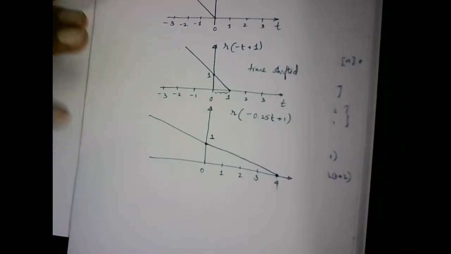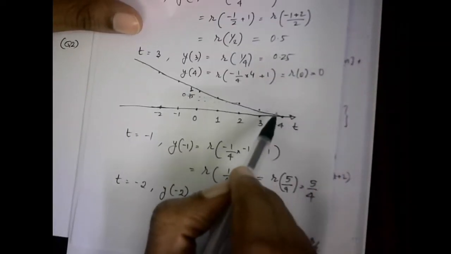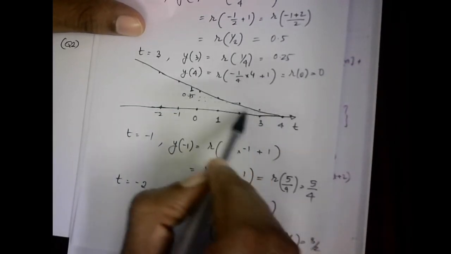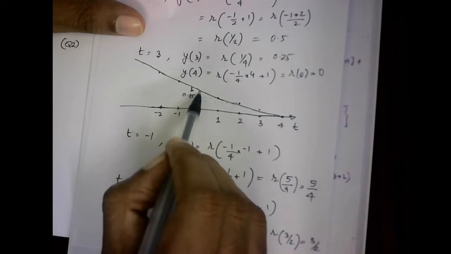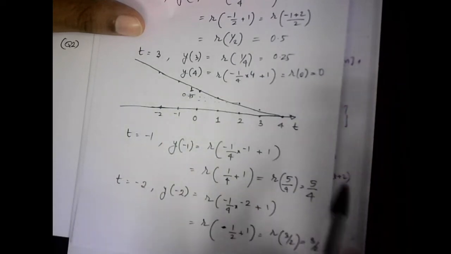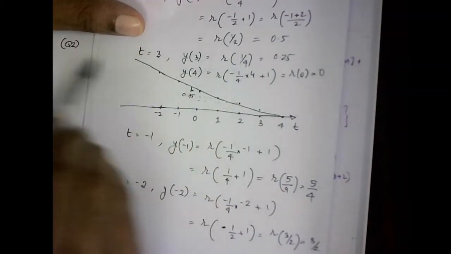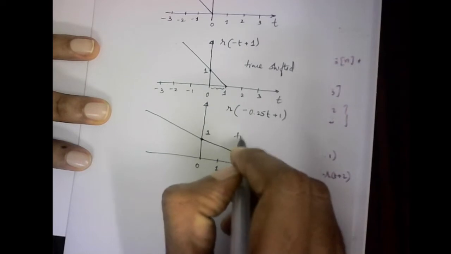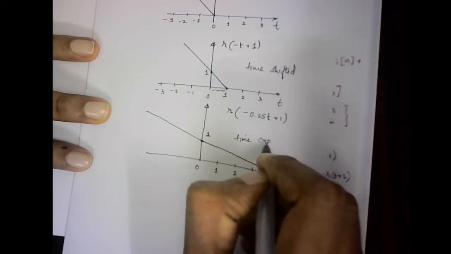Okay, so if you check what we have done previously, this is exactly what we have obtained. So at t equal to 4 it is 0, and at t equal to 0 it is 1, right? And then it is going like this. So this is the final operation of time expansion.